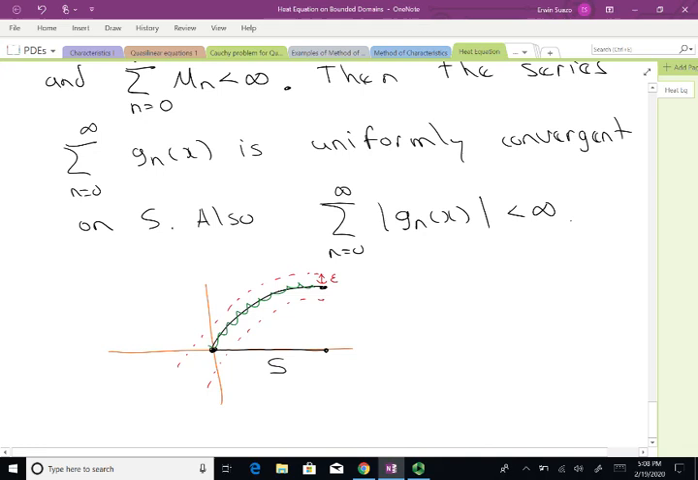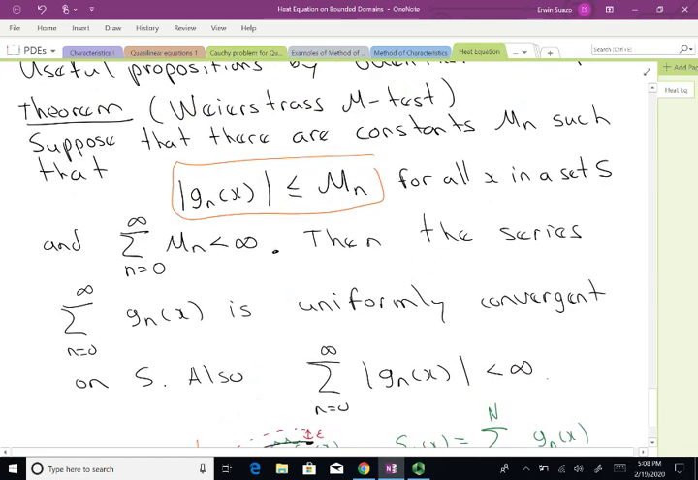Okay, so the sum where this is S sub n. Remember, S sub n of x is the partial sum from n equals 0 to n of g sub n of x. Any partial sum after some n, all those partial sums are going to be inside of this epsilon. So that's the convergence you want. Okay, so it's a very, very useful theorem.